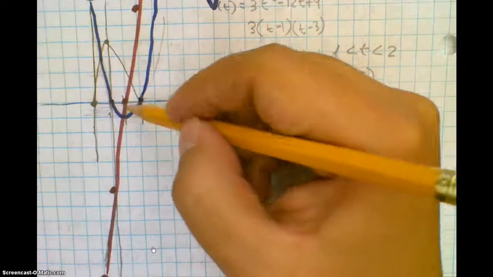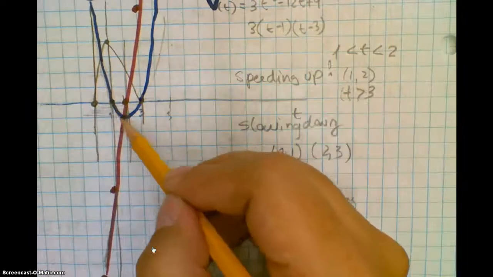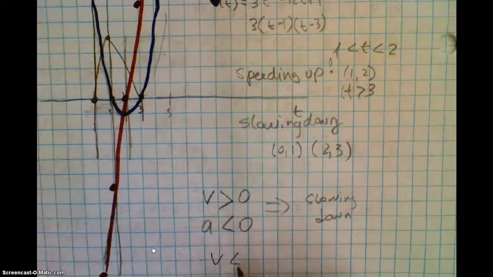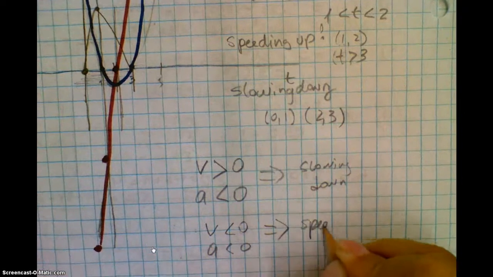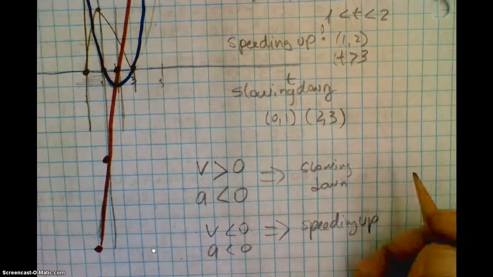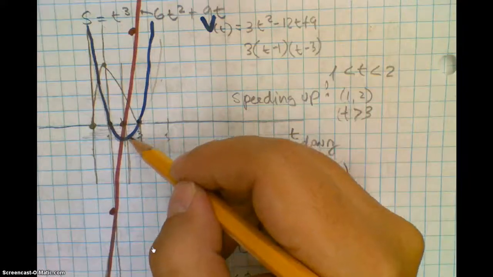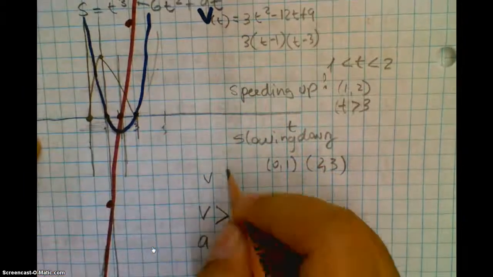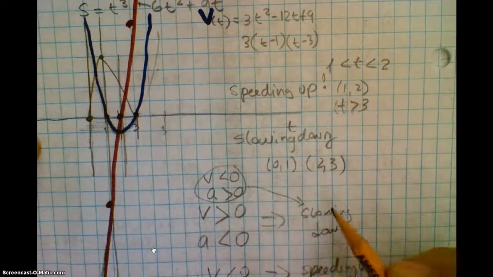Now, between 1 and 2, the velocity is negative because it's below the x-axis, and the acceleration is negative because it's below the x-axis. So when the velocity is negative and the acceleration is negative, that means speeding up. And then in this case, between 2 and 3, the velocity is negative and the acceleration is positive. So that also indicates slowing down.